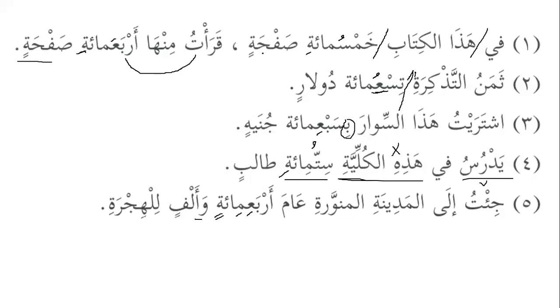We have kasra here because of safhatin. We have kasra here because of safhatin. Here we have sittumiyati. We have kasra here because we have talibin. But here it ends over here, as we discussed in the beginning. So if it is only like 400, then ama is mudaf and 400 is mudaf ilayh. So that's why it is 400 wa alfin lil hijrati.